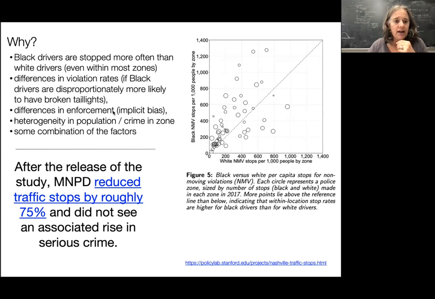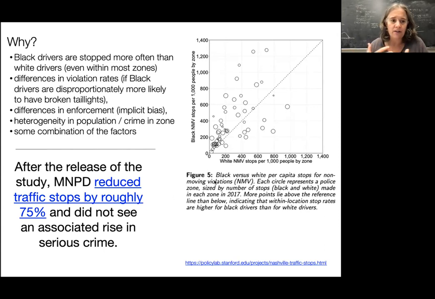We don't know for sure, but it's possible that there are differences in violation rates, right? So we could make an argument that Black drivers are disproportionately more likely to have broken taillights. It's possible that there are differences in enforcement, so this would be your implicit bias. The third bullet point here is possible because police are just more likely to pull over Black drivers. It's possible there's some heterogeneity in these zones, or it could be some combination of factors.